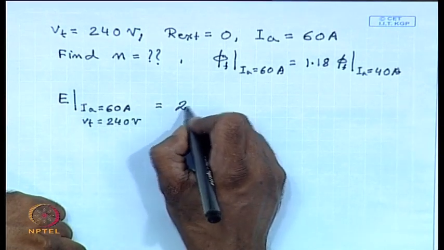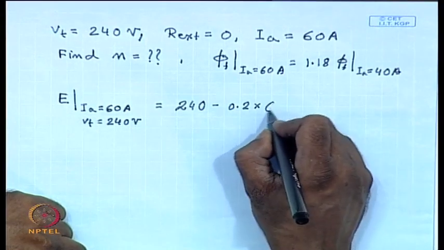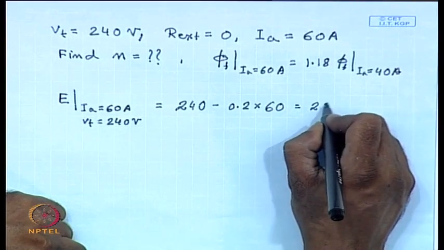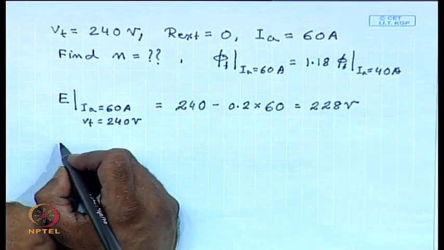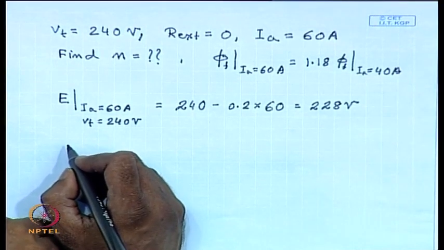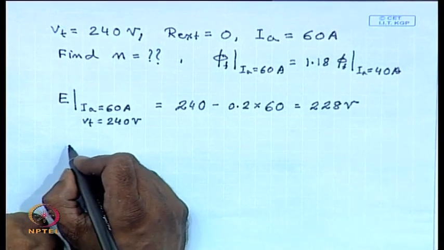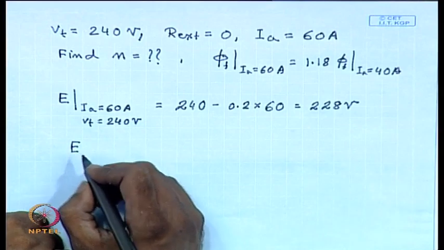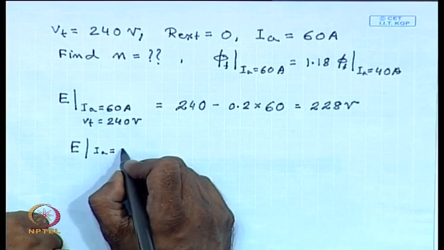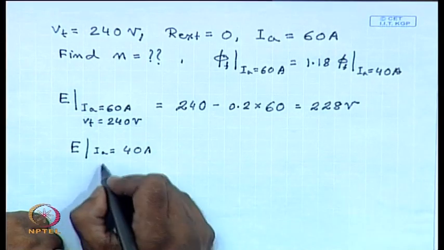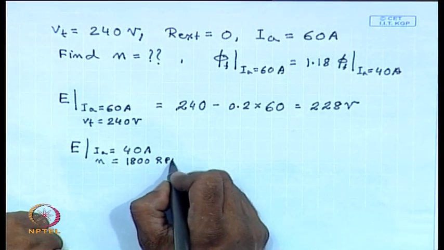This is 240 minus 0.2 into 60, equal to 228 volts. And ... ampere and n equal to 1800 rpm.